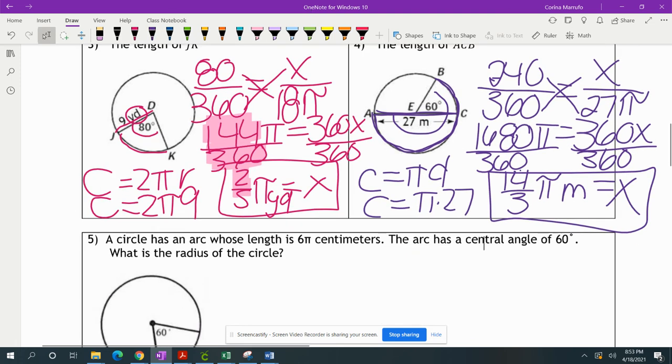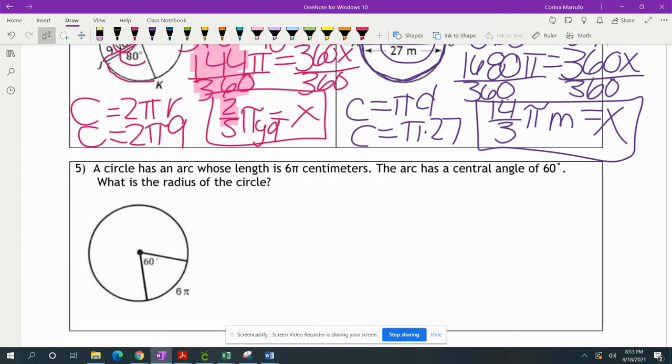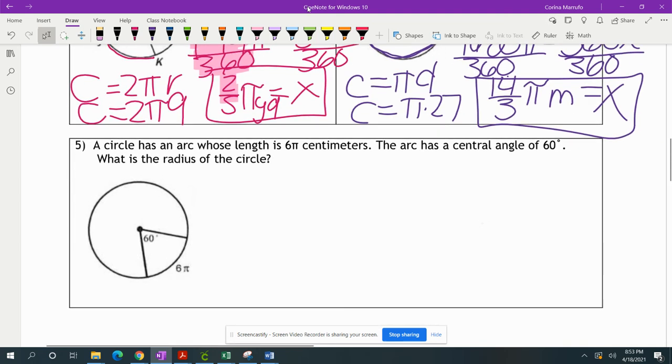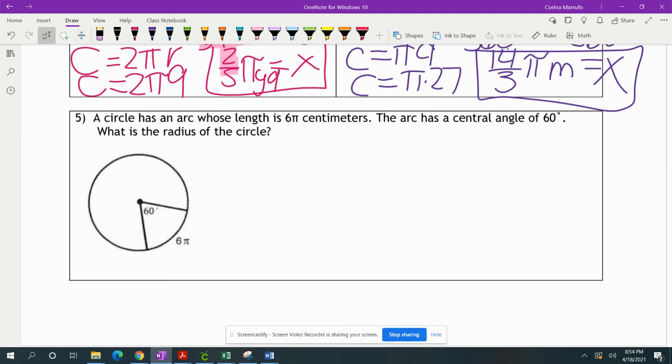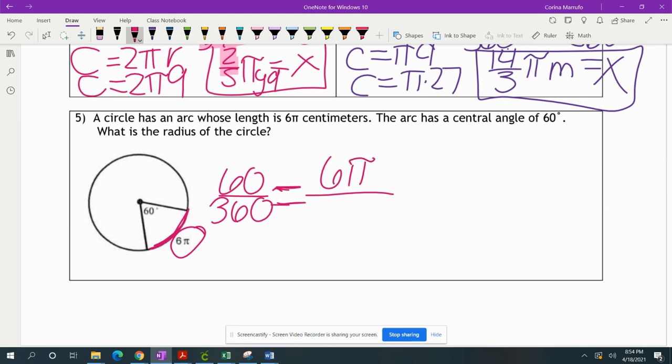All right, the next one says a circle has an arc whose length is 6 pi centimeters. The arc has a central angle of 60 degrees. What is the radius of the circle? Okay, so I'm going to set up my proportion just the way we've been doing. So usually we put the degrees on top, so it's 60 degrees out of a total of 360 equals, we put the arc length. So usually we don't have the arc length, but here they tell us the arc length is 6 pi, so here's 6 pi. And then we put it over the total circumference of the circle, which is 2 pi r. Now we don't know what the radius is, that's what we're looking for, that's what they're asking us, what is the radius of the circle?